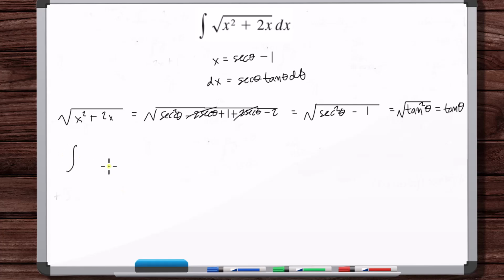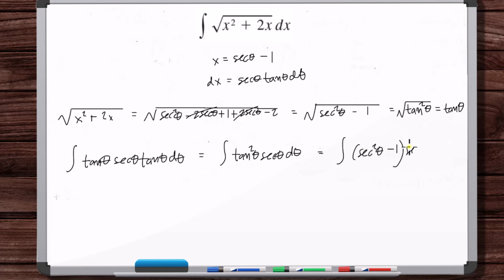So this is tangent theta, and then dx is secant theta tangent theta d theta. So we've got tangent squared theta secant theta d theta. Now we don't have an odd power on the tangent or an even power on the secant, so we're going to have to just manipulate this to see what we can get. Tangent squared theta is secant squared theta minus 1.